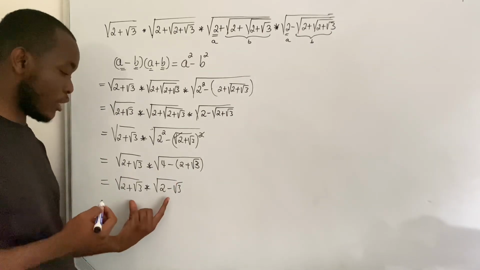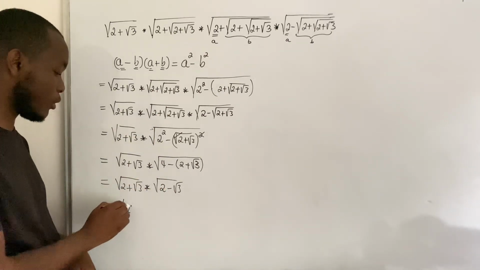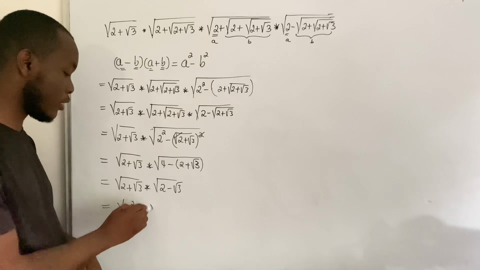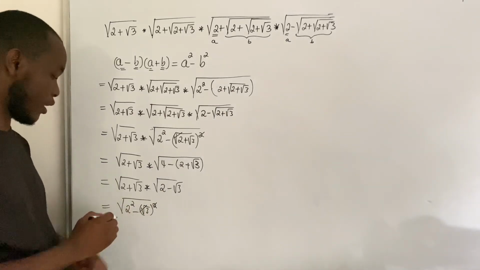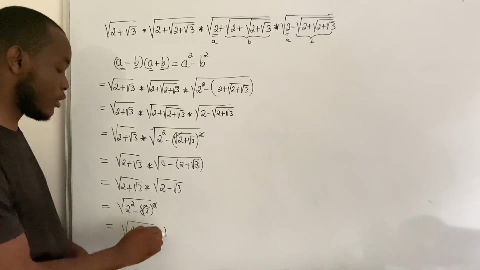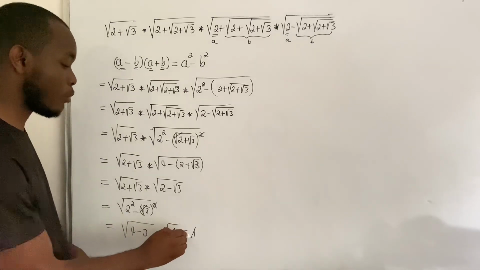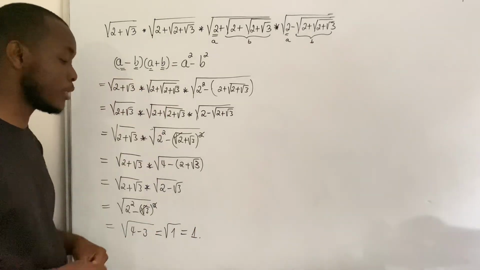Now it's the same, we can still apply the principle. We keep the main square root, so it will be 2 squared minus square root of 3 squared. We can simplify, so 4 minus 3. So we have square root of 4 minus 3, which is equal to square root of 1, which is equal to 1. So that means the solution for this problem is simply 1.